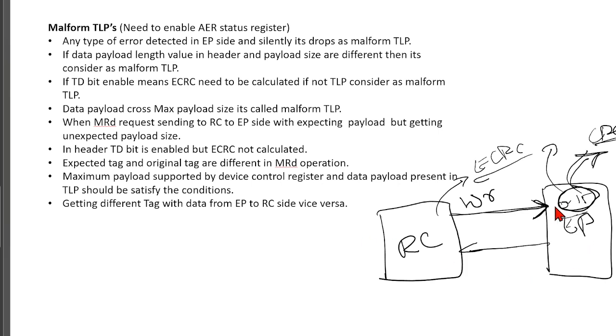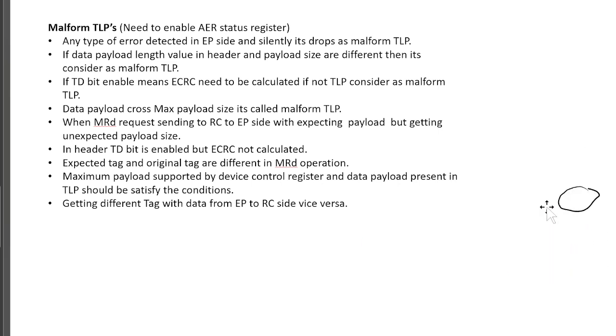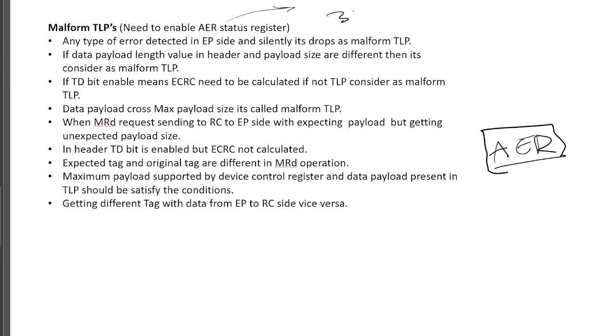I added in the slide some different types of Malformed TLP. Due to Malformed TLP generation, there is one more topic we call the Advanced Error Reporting mechanism, AER. By using this mechanism we can generate the Malformed TLPs. Before seeing what happens with a Malformed TLP, we need to enable the advanced error reporting status registers. In the status register we have 32 bits.